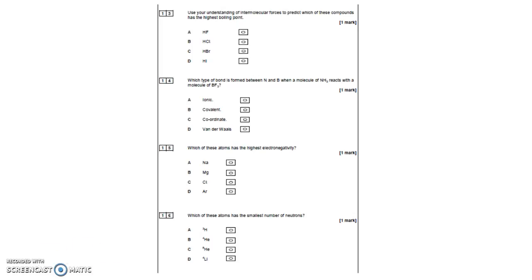Question number 16. Which of these atoms has the smallest number of neutrons? So that's the top number, take away the bottom number, and when you work out, lithium has got an atomic number of 3, 4 take away 3 is 1. So that's answer D.